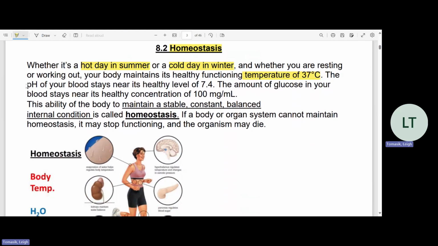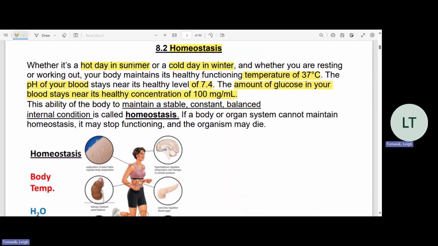We also have to maintain the pH of our blood. It has to stay slightly basic at around a pH of 7.4. Okay. And that's also so our enzymes stay the right shape so they can do their job. We also have to keep the amount of glucose in our blood at around 100 milligrams per milliliter. If it is higher than that, you can have problems. If it's lower than that, your body won't have enough energy, and you might do something like faint.